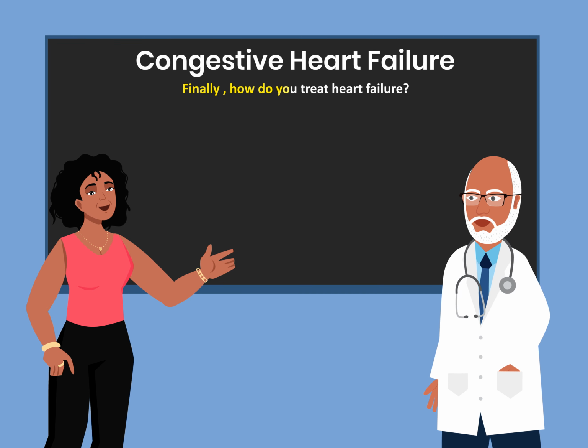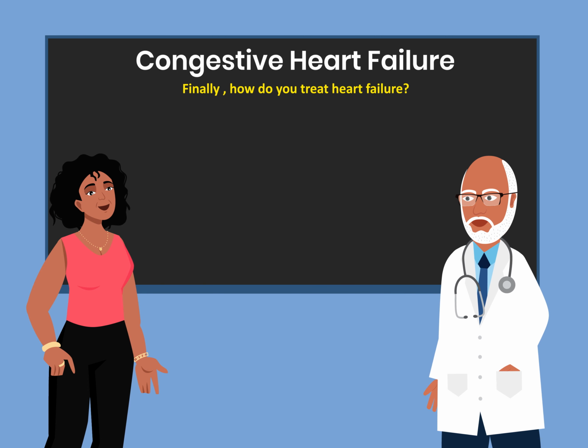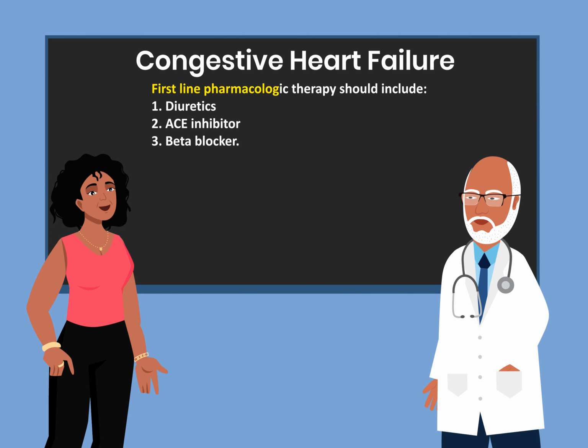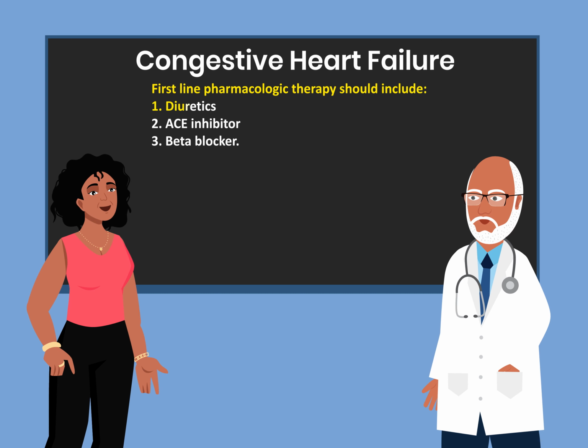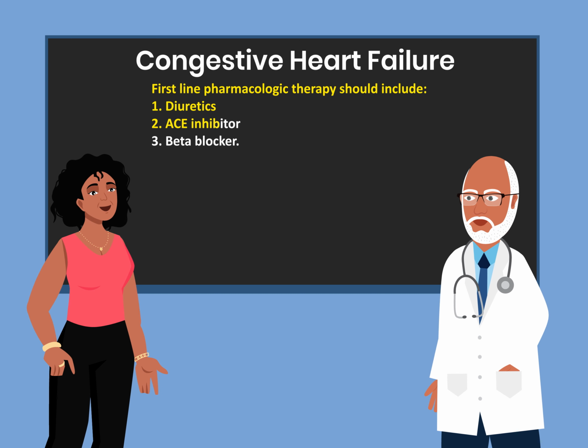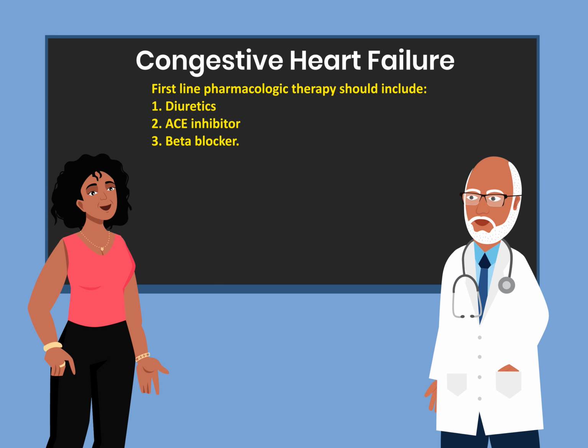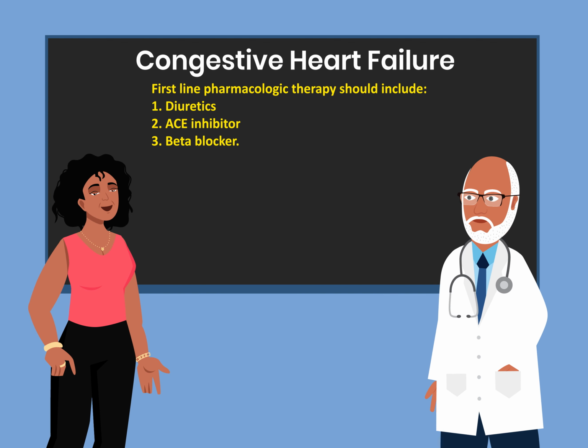Finally, Professor, how do you treat heart failure? Well, the first line medication therapy would include diuretics, ACE inhibitor, and beta blocker. If at all possible, these 3 medications should be given altogether. However, in an emergent situation, in the emergency room, the diuretics for sure should be administered, and nitrate can also be given in an emergent situation to decrease the preload.